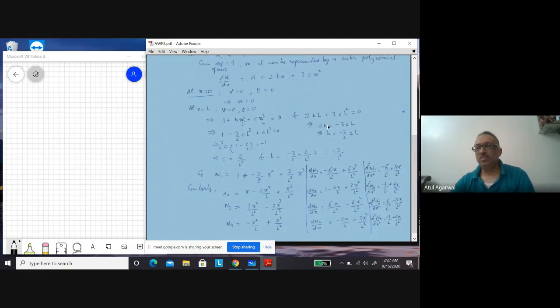You see this gives 2b is equal to minus 3cL, b is equal to this. Substituting b in this equation, we get c is equal to 2 by L cube and b is equal to minus 3 by L square. So our N1 is equal to this. Once we know N1, we can find its first derivative and second derivative. Similarly, we can find N2, N3, and N4.